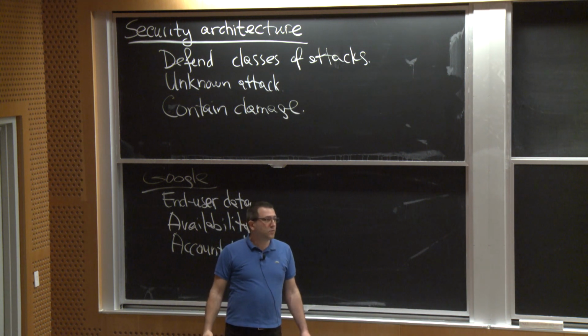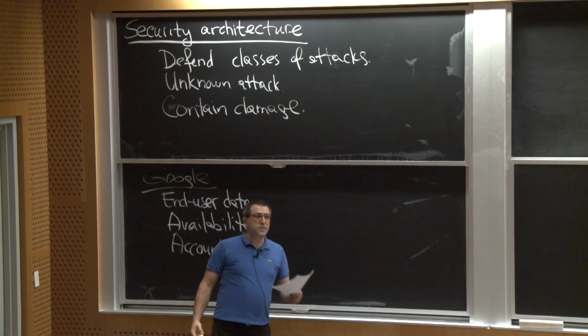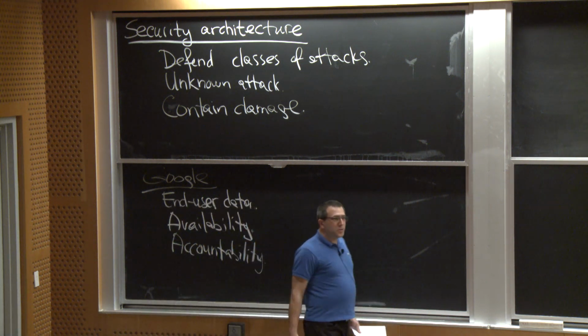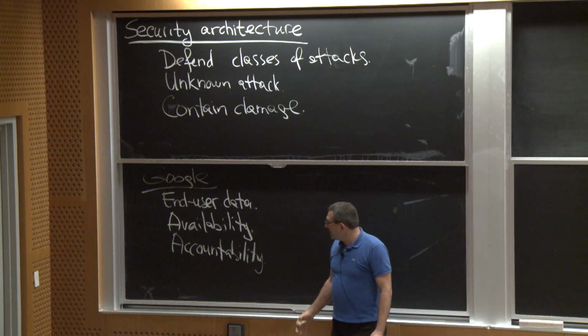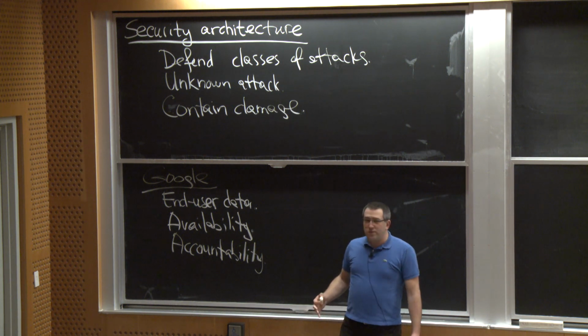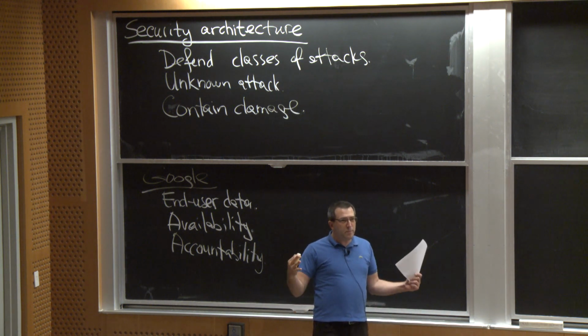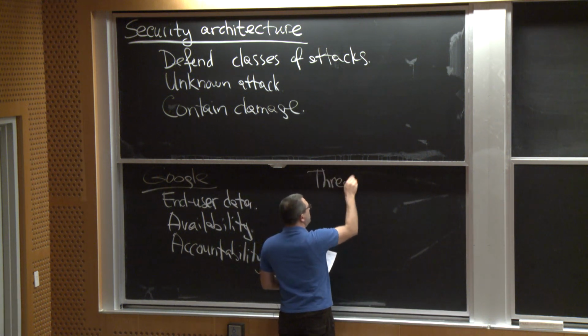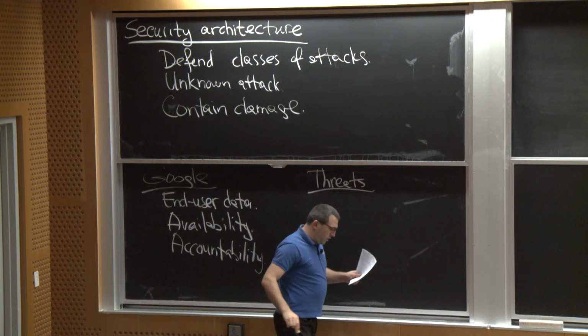Make sense? Other questions? Comments? All right. So how do we go about this? Well, we figure out what we want to protect. And it's also important to figure out how much you want to be paranoid about this stuff. So what kinds of threats are we going to try to worry about? So what do these guys worry about in the paper?